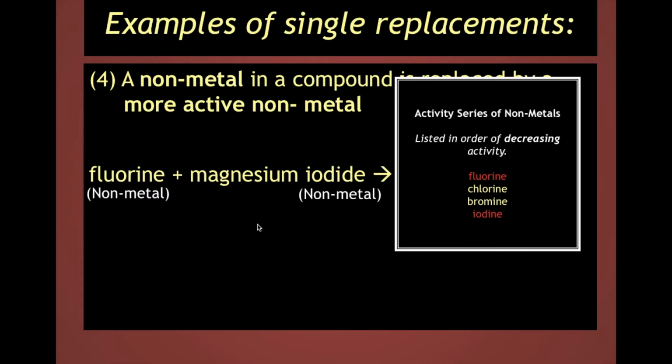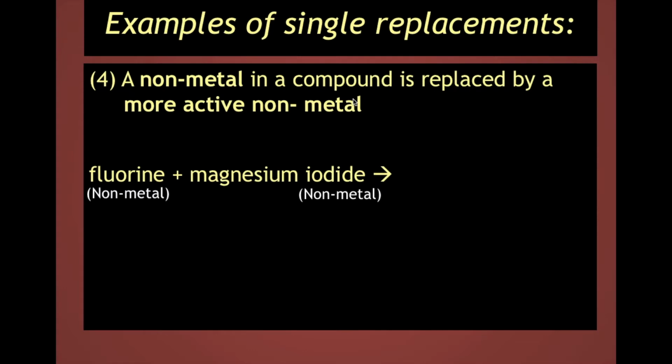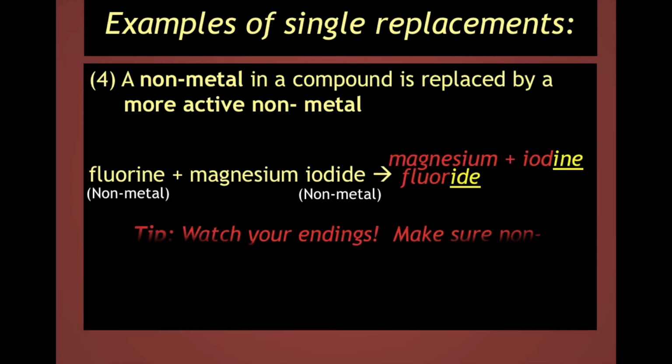So basically, anytime you see fluorine over here, it's going to steal the iodide's place, and iodine will be on the other side alone, like this. Okay, so watch your endings. Make sure you fix those endings. So don't put magnesium fluorine plus iodine. Make sure you take away the "ide" and put INE. Just watch that. That's one of the mistakes I do see in the test whenever kids try to write their endings.